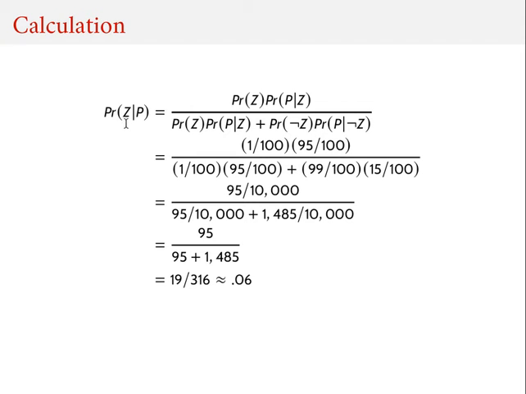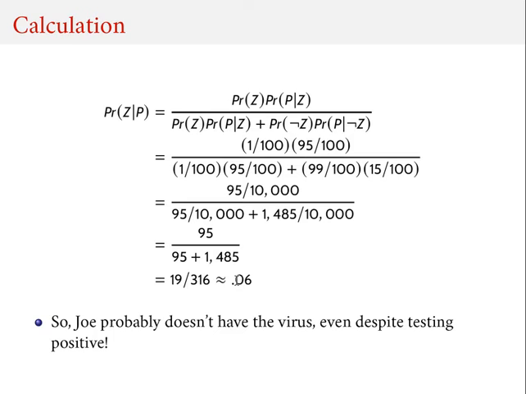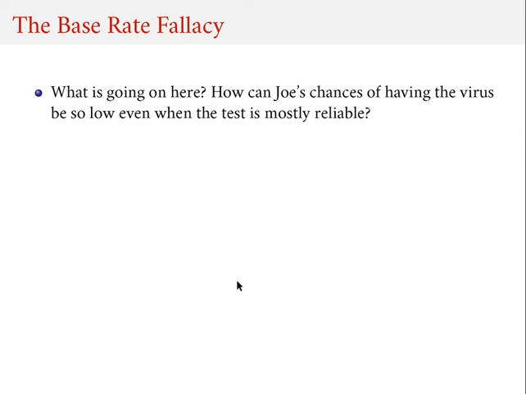So the probability that Joe has the virus, given that the test came back positive, is only 6%, even though the test is very, very reliable. And in applying Bayes' theorem in this way, we have seen that. But now you might ask, what is going on here? We've shown that Joe probably doesn't have the virus, even despite testing positive. So why is that? The reason this might be striking is because of the base rate fallacy.